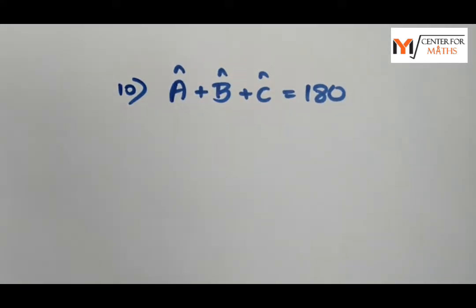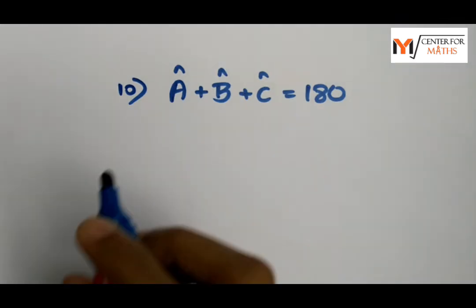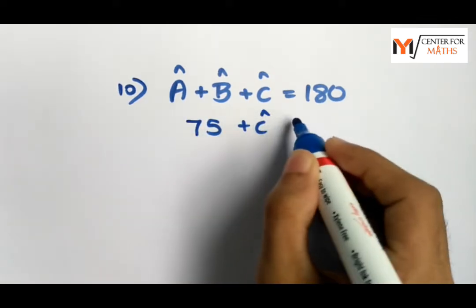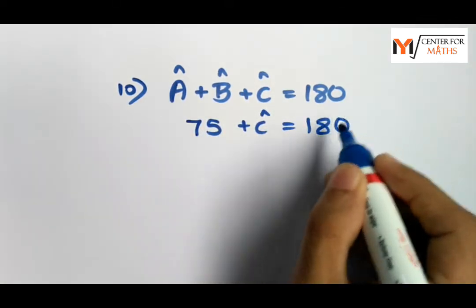Okay, so in this question you can see in the triangle ABC, the sum of angle A and B is equal to 75. So if the sum of angle A and B is 75, then it is easy for us to find the value of C.